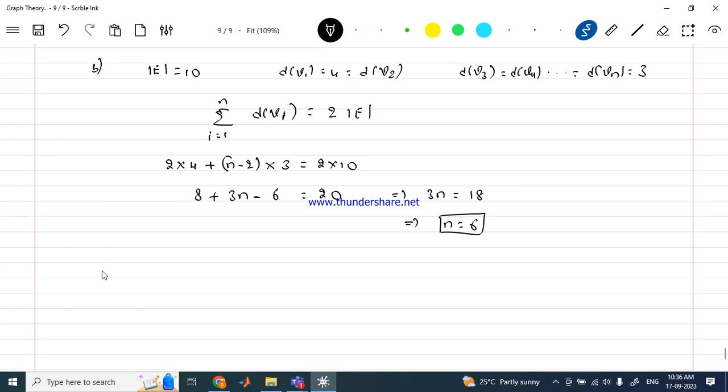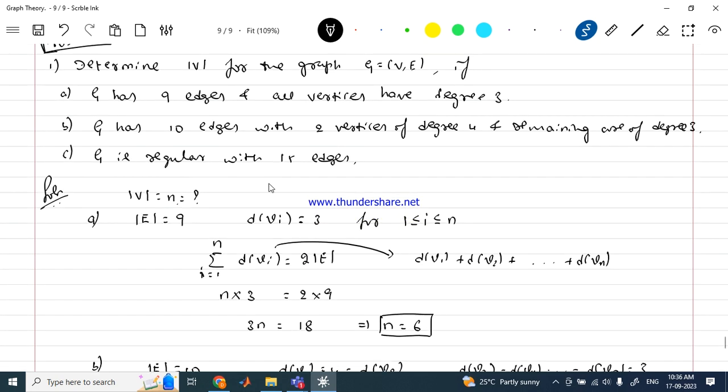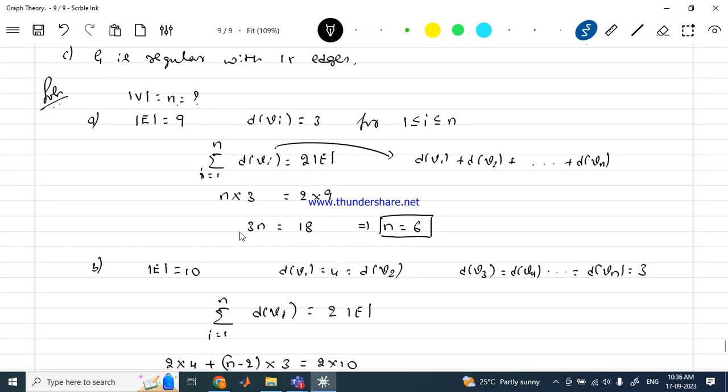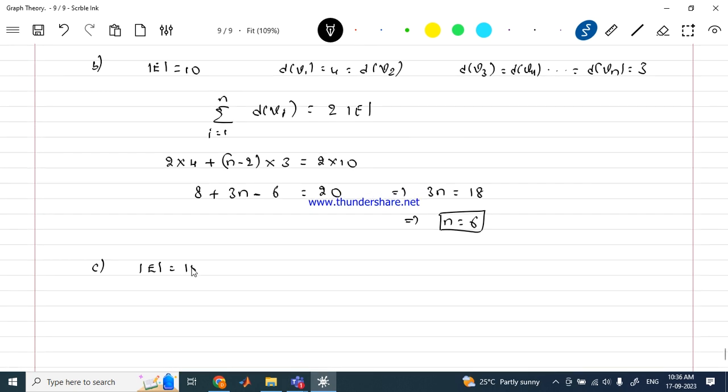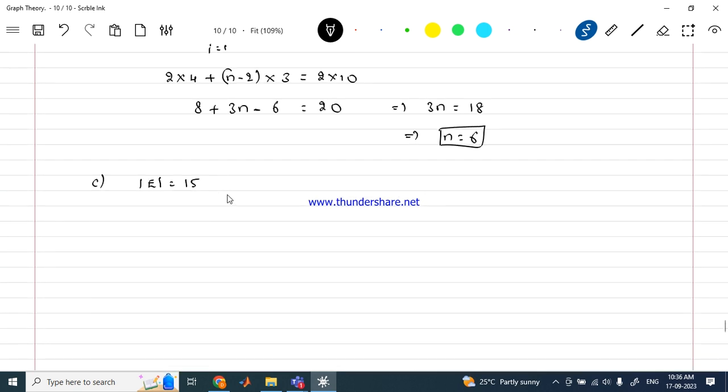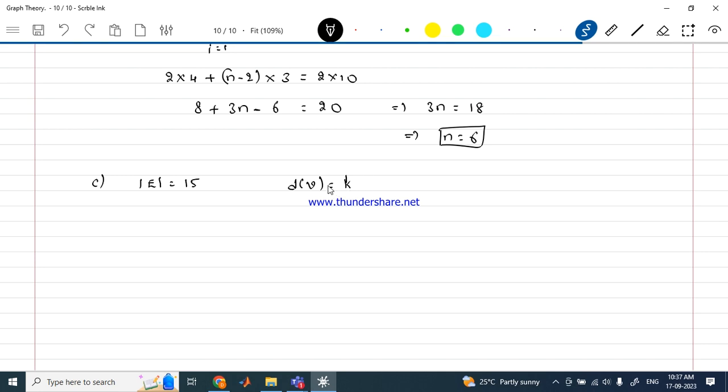In the final case, they are saying that G is regular with 15 edges, which means E is equal to 15, the number of edges is 15, and they said it is a regular graph. So regular graph means what? Degree of each vertex is equal to what? K. Degree of each vertex is same, and I don't know the degree here. They just said that it's a regular graph. Regular graph means degree of every vertex should be common.